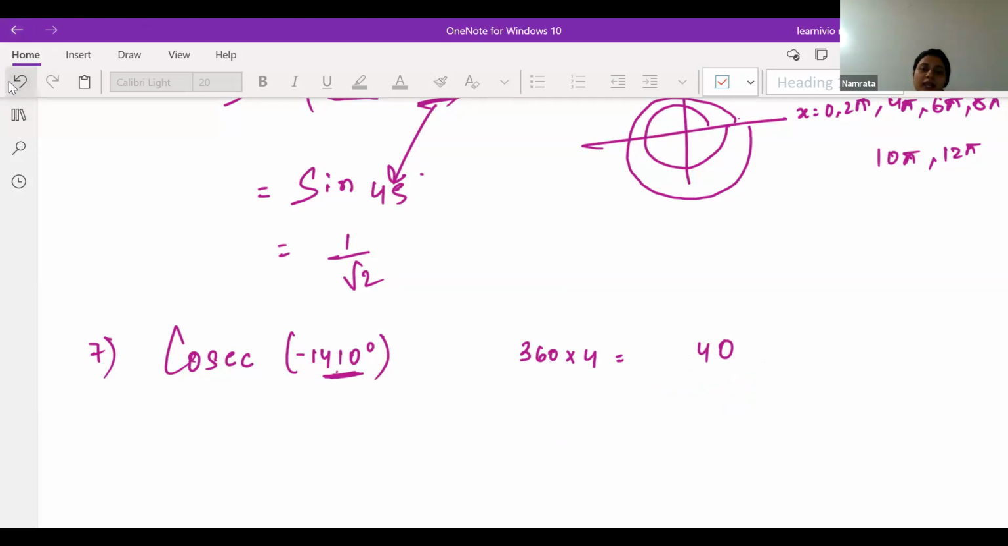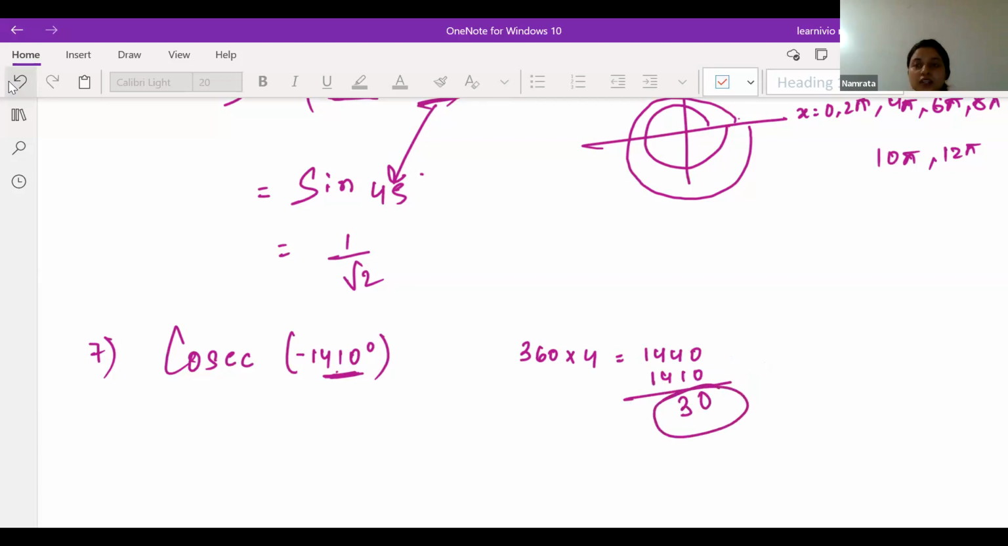360 ko 4 se multiply karenge to kya aayega? 1440. Exactly. Ab hum dekhenge ye isse kitna aage chalega ya piche hai, jo bhi hai, check karenge. It's not mandatory that we have to stay behind; हम लोग आगे का नंबर भी ले सकते हैं, हम कुछ भी ले सकते हैं, ठीक है? So 1440 मिला, अब देखते हैं ये 1410 से कितना आगे है.